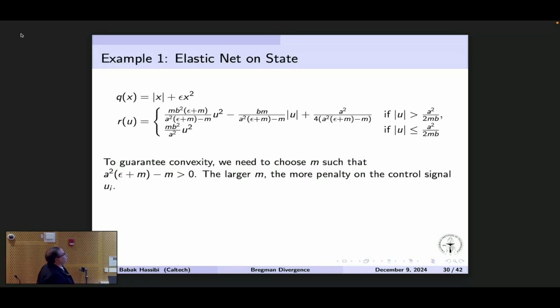Okay, so the first one is I'm going to put an elastic net on the state. So the absolute value of x plus a little bit of a quadratic term. And I'm adding this a little bit because if I don't add it, I don't have strict convexity, and sometimes that bothers me. And so this is customary to do. This will still induce sparsity, as you will see in a moment.